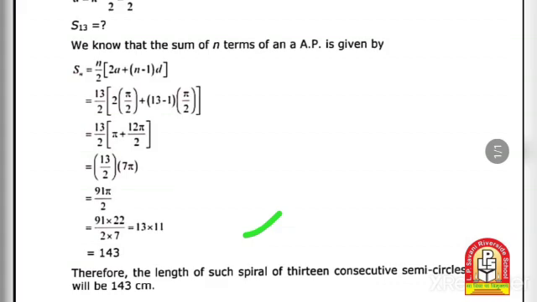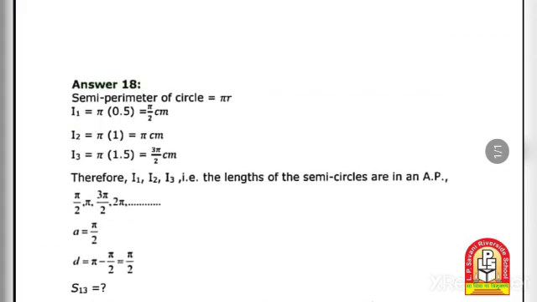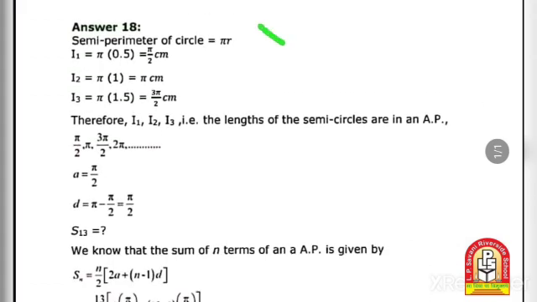In this way you can solve this kind of miscellaneous example. I repeat it because this is an important example. First of all you have to take the value of pi r, then you have to take the different values, that is 0.5, 1 and 1.5. Then you have to make the series pi by 2, pi, 3 pi by 2 and 2 pi. Then a is equal to pi by 2, d is equal to pi minus pi by 2, so d is equal to pi by 2 over here.